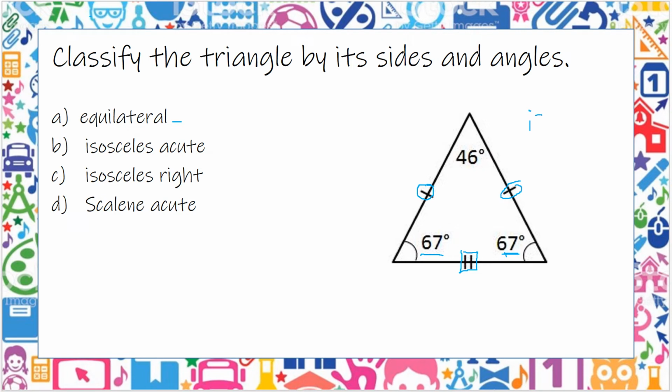The way that I remember isosceles is I saw two. That's what I always think of. When I see isosceles, I saw two. I saw two sides that were the same.